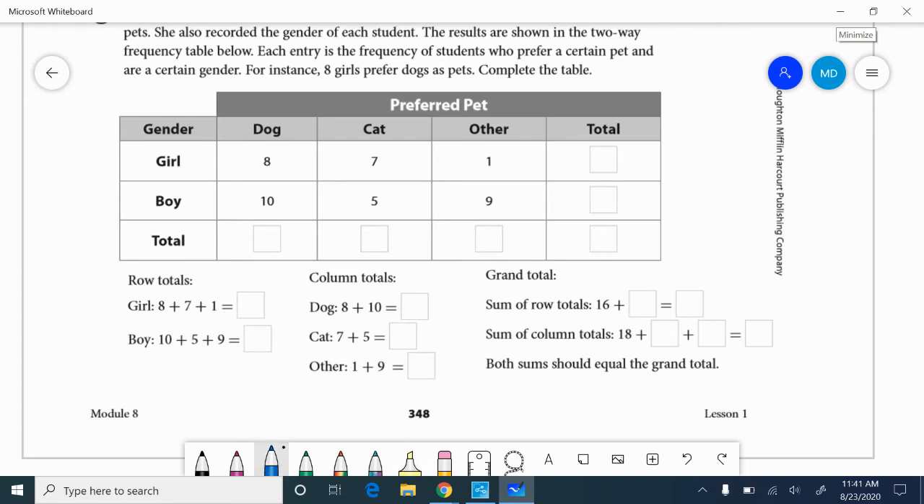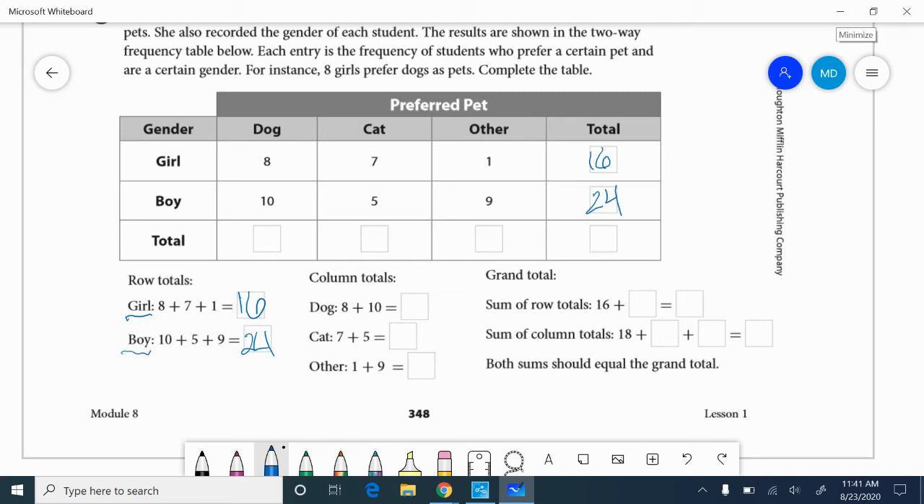So to get our row totals, rows go horizontally across. For our girl row, 8 plus 7 plus 1, well, that's going to be 16. Okay, so that number is just going to go in the row total at the end here, 16. Our next row total for boys is 10 plus 5 plus 9, which is 24. So that's going to go right here.